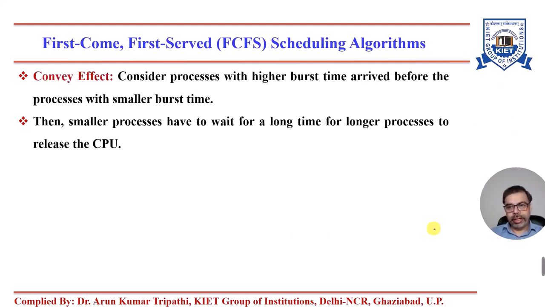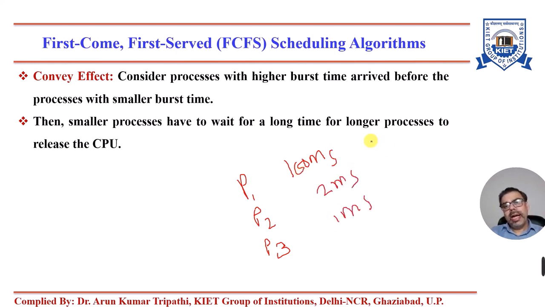Now, convoy effect. Suppose that there are three processes P1, P2 and P3. We can understand it better by an example. P1 requires 100 millisecond, P2 requires 2 millisecond and P3 requires 1 millisecond. All arrive at time 0 in the ready queue. So the order of execution will be P1, P2 and P3.